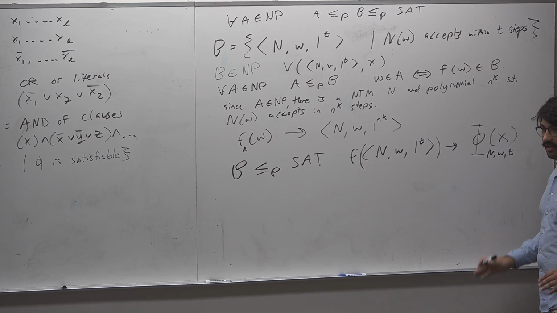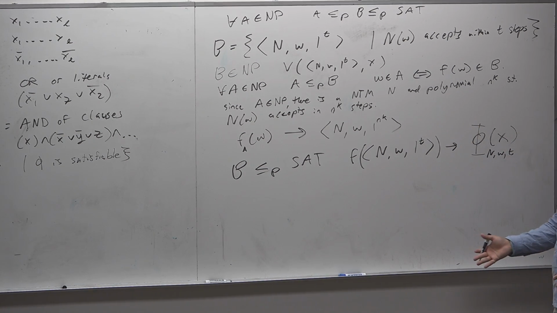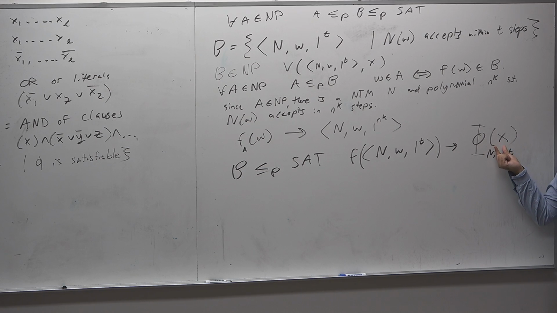A formula cannot simulate anything. It's a static object, it's got ANDs and ORs in it. But it's effectively going to simulate M on w. And we will design the formula in such a way that it is satisfiable if and only if the machine accepted within the time bound. This formula will have a bunch of variables. The satisfying assignment will be one of two things, depending on which proof you do: either the non-deterministic choices, or just the witness.